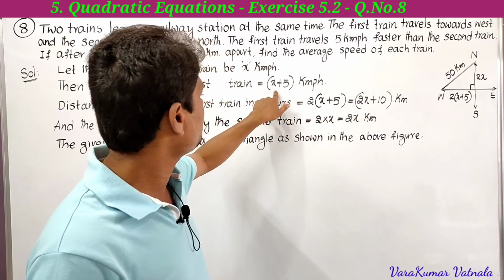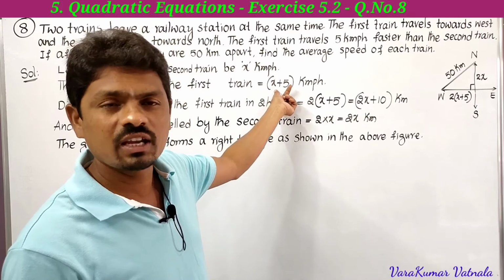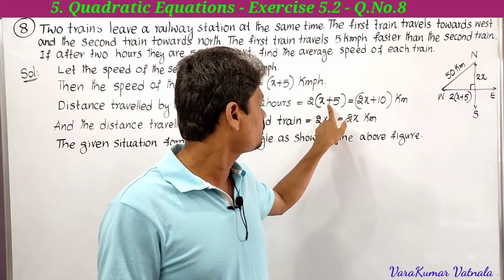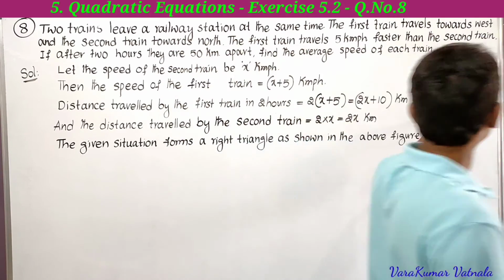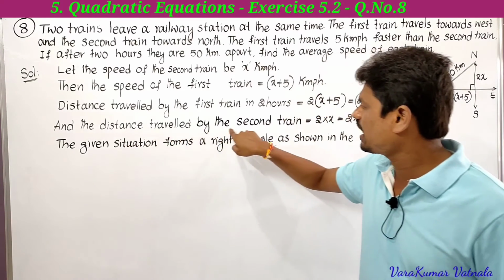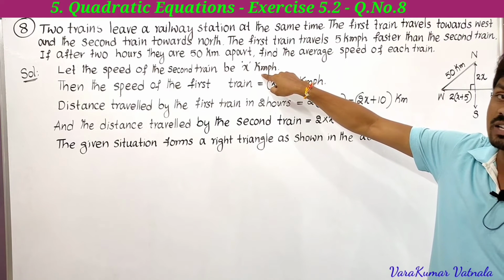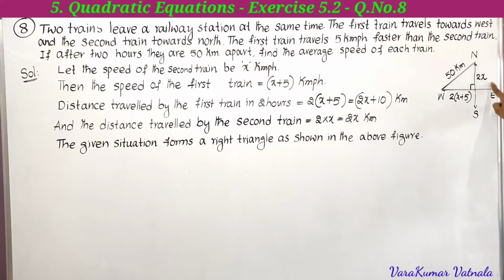The speed of the first train is x plus 5 kmph. That is, in 1 hour it travels x plus 5 kilometers. In 2 hours how much distance does it travel? 2 into x plus 5, that is, multiply by 2. 2 into x is 2x, 2 into 5 is 10. So 2x plus 10 kilometers. So in 2 hours, the distance traveled by the first train is 2 into x plus 5 kilometers. The speed of the second train is x kmph. Then the distance traveled by it in 2 hours is 2 into x, that is 2x kilometers.